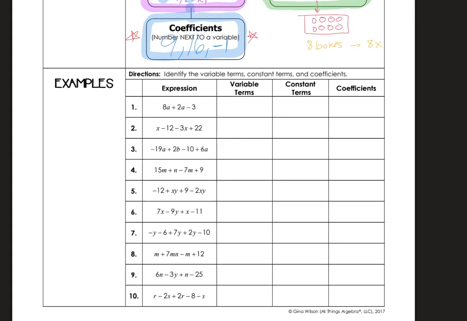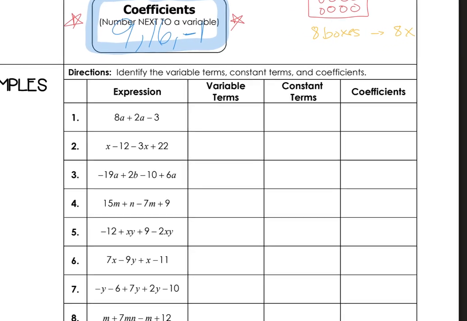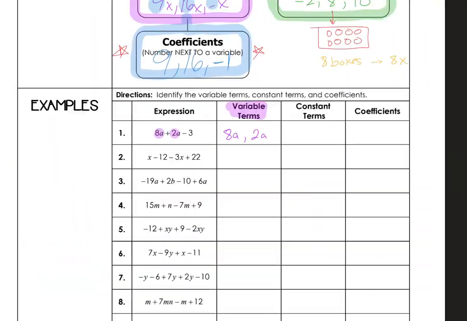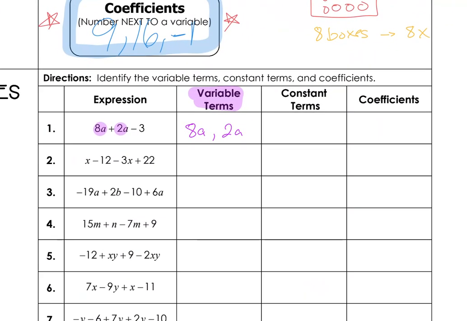Okay, so down here, you're going to identify variable terms, constant terms, and coefficients. I did the first 2 in class. Here we go. Let's highlight some things here. Variable terms is that guy and that guy. Why are they the variable terms? Because they have letters. They have variables, terms with a variable. The constant terms, it's just 1 here. We just have negative 3. And then after that, we have the coefficients. It's going to be 8 and 2. It's the number in front of the variable.